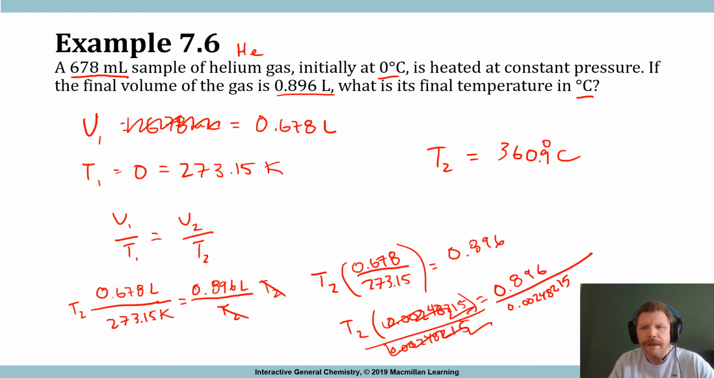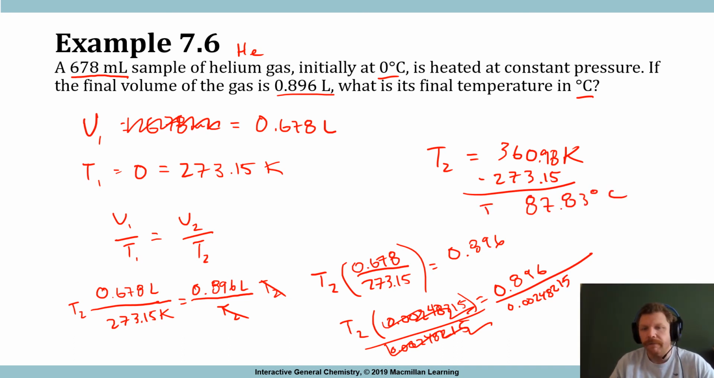No, I made a mistake, because I converted my units, and so now I need to convert back because this answer is in Kelvin. Now I need to subtract 273.15. Thank you very much for telling me that, Joel. This is 360.98, so 360.98 minus 273.15 equals 87.83 degrees Celsius.